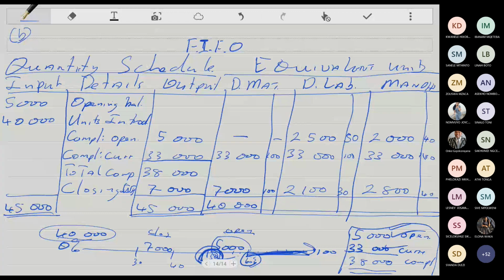Then 2,000, then your manufacturing overheads, 33,000 plus 2,800. Then it gives you 37,800. So that's how we will draw up our quantity schedule. And we move on to the next one, the cost statement.